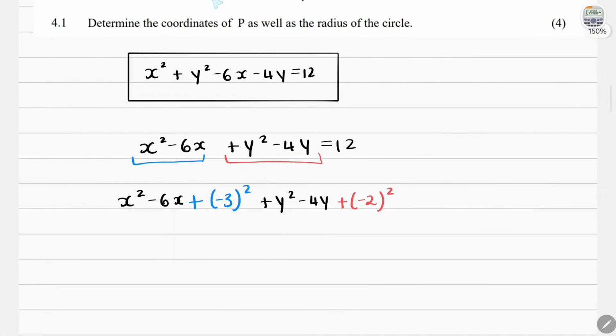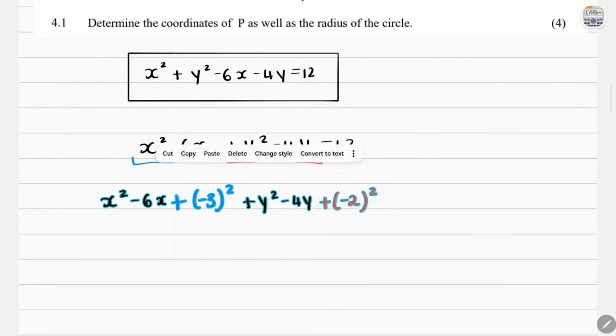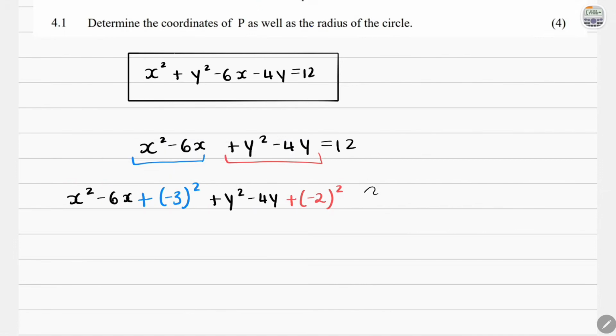Now, this is an equation, so what you do on one side, you must do on the other side. You see that we have added this number squared and this number squared. We need to do the same thing on this side. So on the right-hand side, we say plus negative 3 all squared and plus negative 2 all squared.